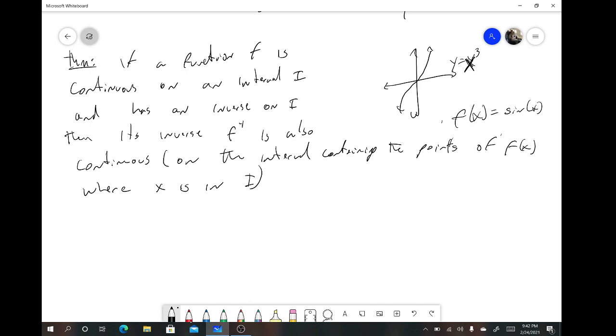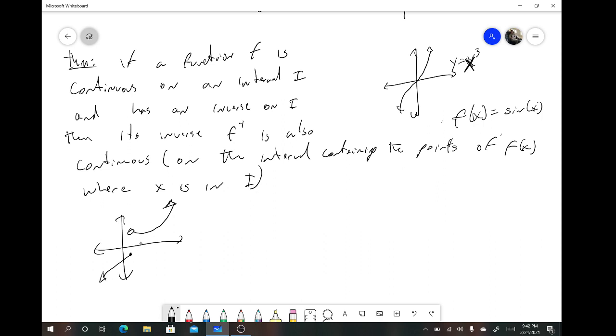Okay, so now we know that if you are given a function that is continuous at all points, then its inverse is also going to be continuous on that interval. So for example, you may have a function like this. Let's say you have a function that looks like this. This is clearly not continuous, because we have a jump here.